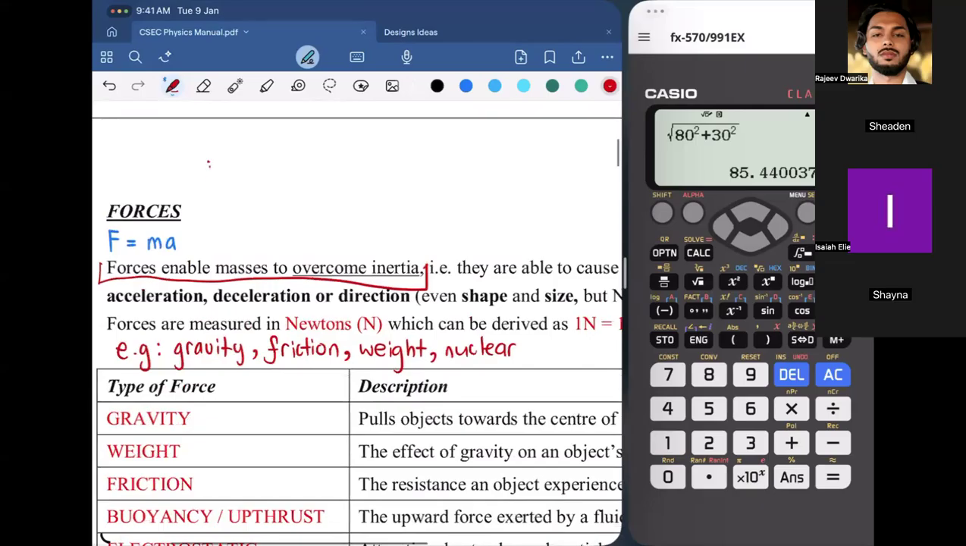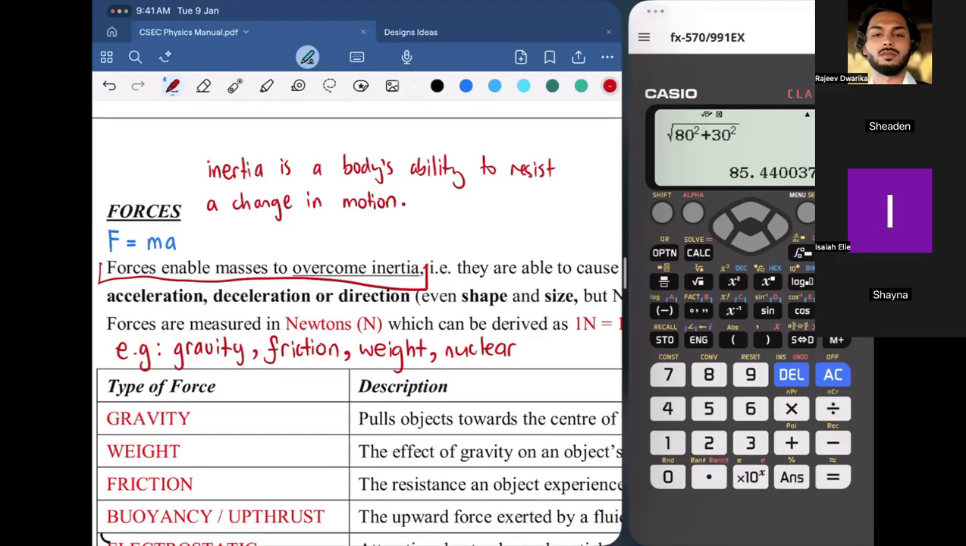So what is inertia? Inertia is a body's ability to resist a change in motion. Isn't that Newton's law? Yeah. So you all did all of that already. Yes, sir. Okay, cool. So inertia is a body's ability to resist a change in motion, right?